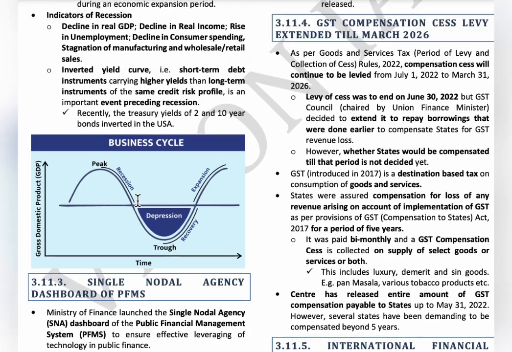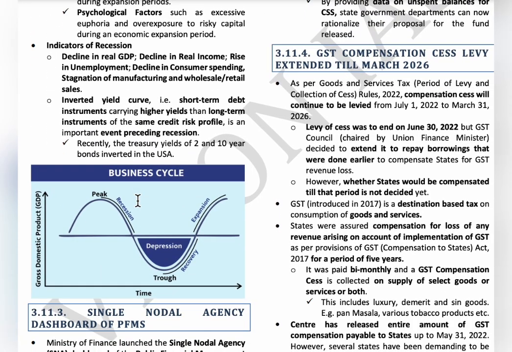The next topic is the GST compensation cess levy extended till March 2026. A cess is an additional tax collected for a specific purpose. GST is a one-time payable tax all across the country. Due to the introduction of GST, the states suffered some losses from the reduction of their total tax revenues. To compensate those states, the GST compensation cess levy was introduced and has also been extended till 2026.